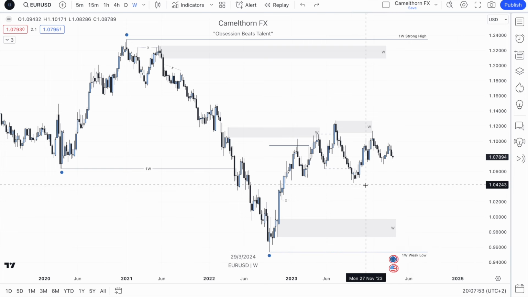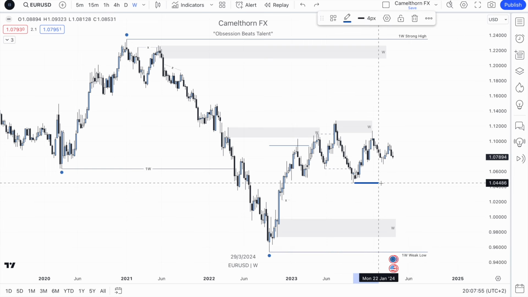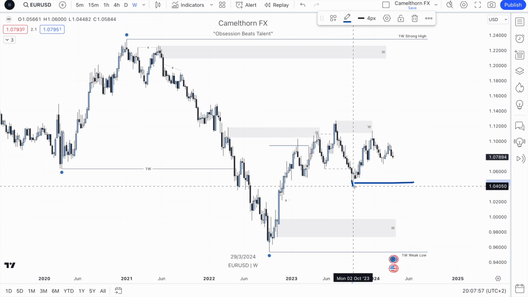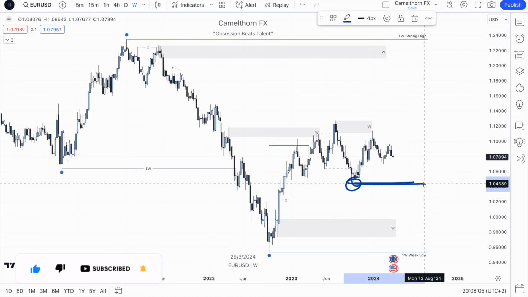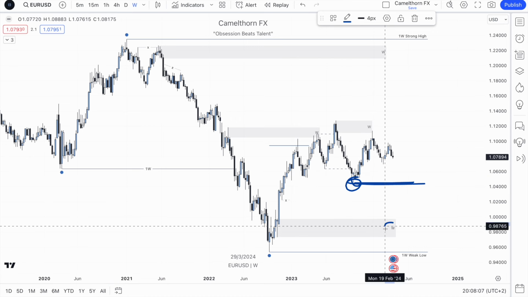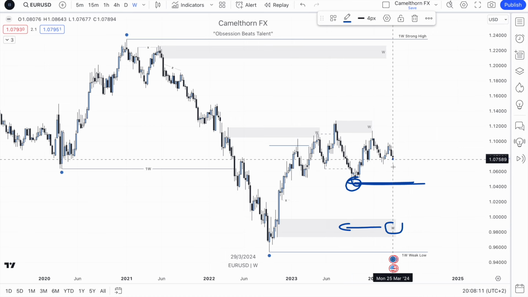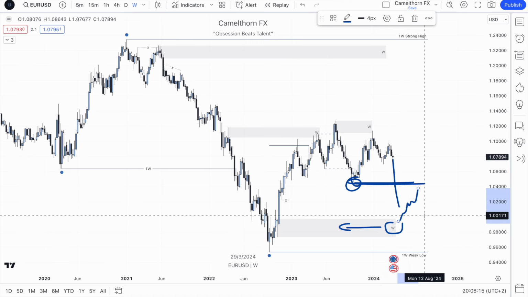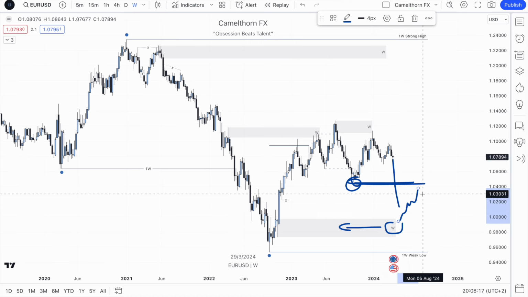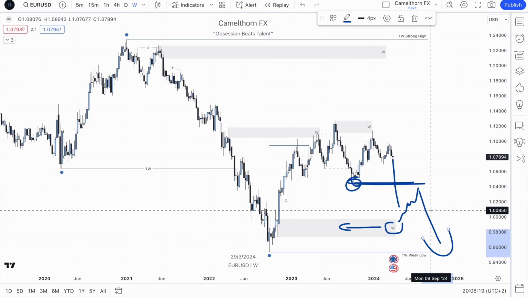Before that though, we first want to see a violation of this internal low in here in order to reinforce that weekly bearishness and that weekly bearish continuation that we would like to see. And then after this violation occurs, we can then look towards this previous weekly demand zone as the next sell target, where we could see a potential short-term reaction because it's a previously unmitigated zone before a resumption of that bearishness.